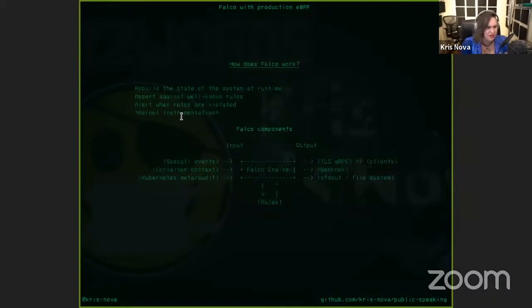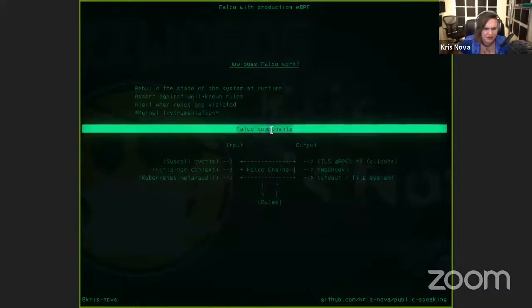Falco asserts those abstracted fields against an arbitrary rule set. And if one of those rules is violated, we trigger an alert. The beauty of Falco is it uses what we call, and what most people call, kernel instrumentation, which is a fancy way of saying what I just said. We're tracing what's happening in the kernel. Furthermore, Falco takes other information and combines that with what's happening in the kernel to give us a higher level, more enriched view of what's going on in the kernel.